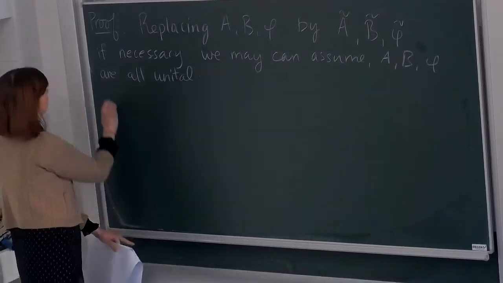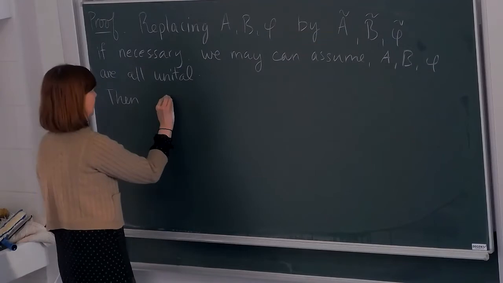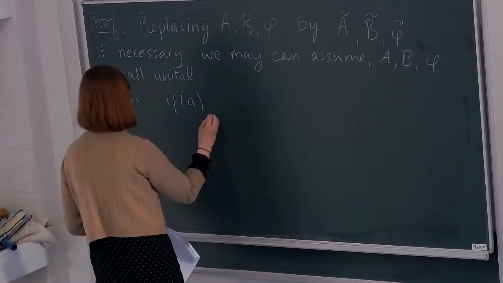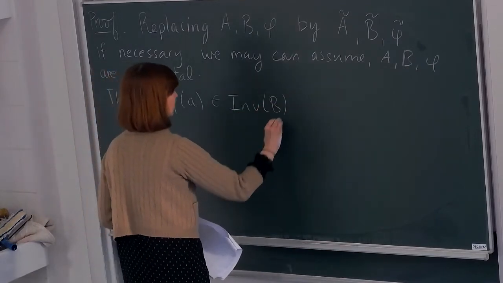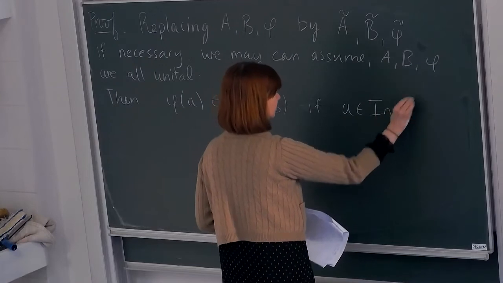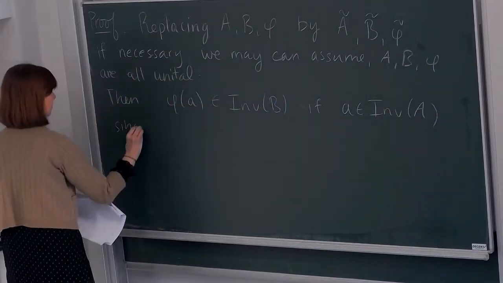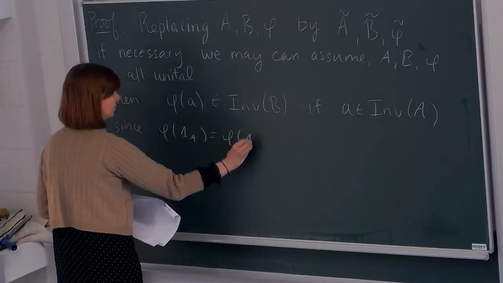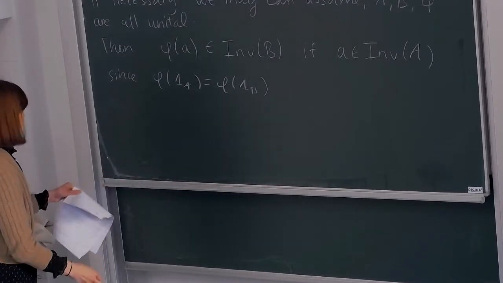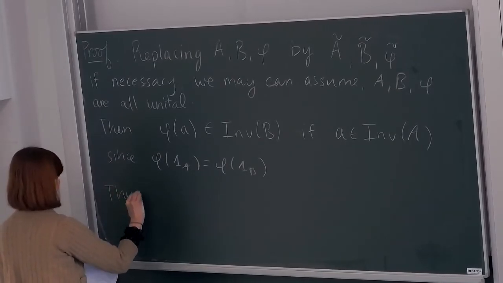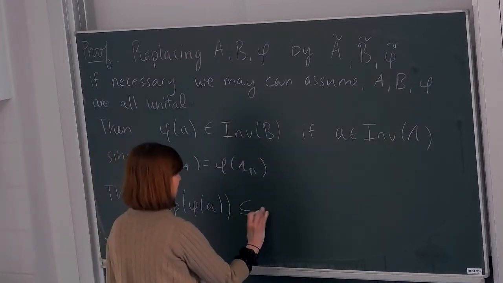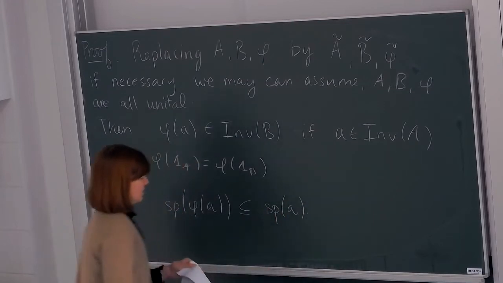Okay, in that case, it's easy to see that phi of a will be invertible in B if a is invertible as an element of A, and in turn, this implies that the spectrum of phi of a is going to be a subset of the spectrum of a.